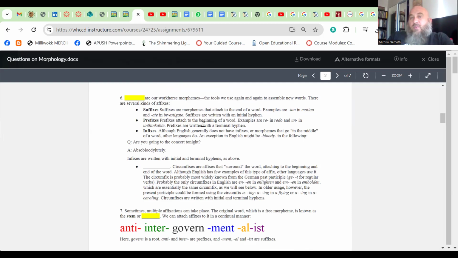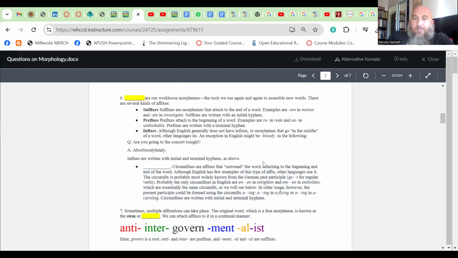Affixes are our workhorse morphemes in English. Suffixes and prefixes primarily. We have some infixes, but it's mostly like cussing. Like, are you going to the concert tonight? Absolutely. Now it could be the F word right there, and that's what we do more in English. There are also circumfixes, which go around.